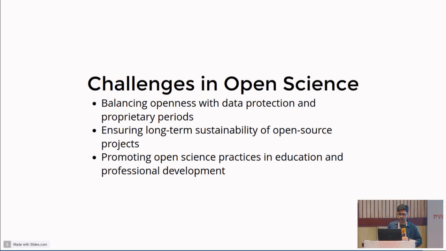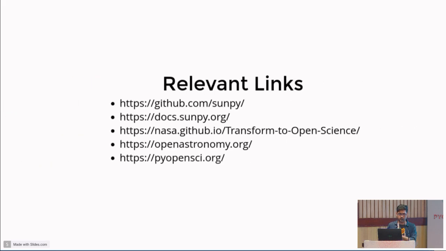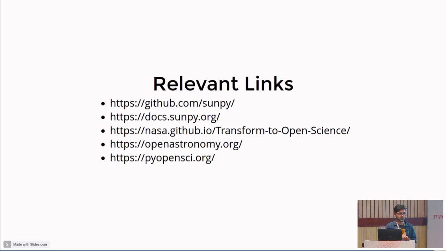I think, just closing off, I would say that there are challenges in open science, which are again balancing openness with where things should not be open, ensuring long-term stability, and just promoting it in educational institutions and all that. There are these relevant links. I would very much recommend checking out the Transform to Open Science program by NASA. They offer training in open science fundamentals and technical abilities.